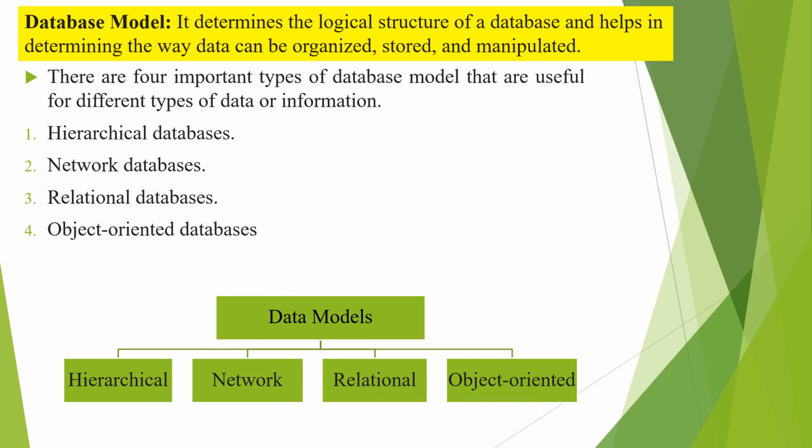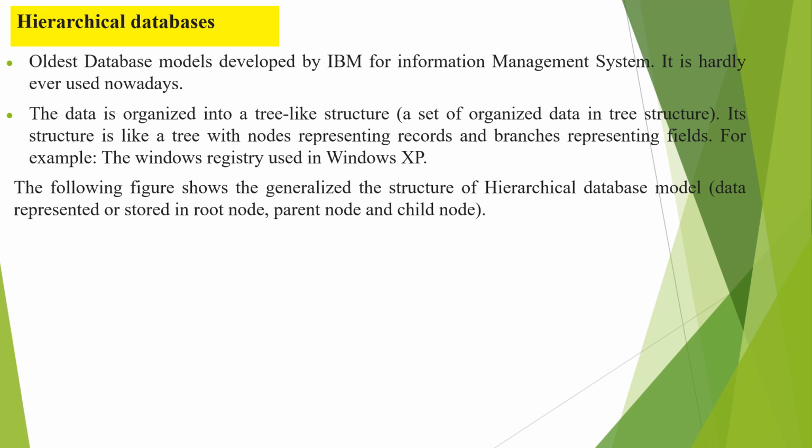Basically we have four important types of database model, as I have shown in the diagram. First is the hierarchical, then network, relational and object oriented. Let us start with the hierarchical database model.